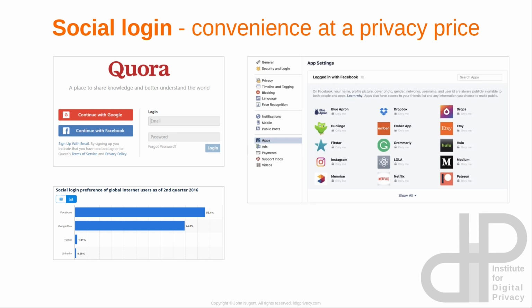Social login is another web service that creates privacy problems. When you're nudged into the convenience of using your Facebook login to create an account with a website, you may not realize, but you are granting permission to that website to access your personal details on Facebook, including social graph information. You can view and manage these websites in your Facebook account. Google has a similar capability.